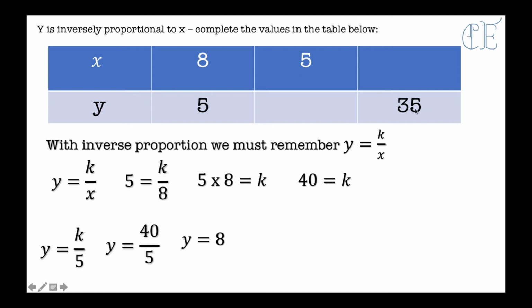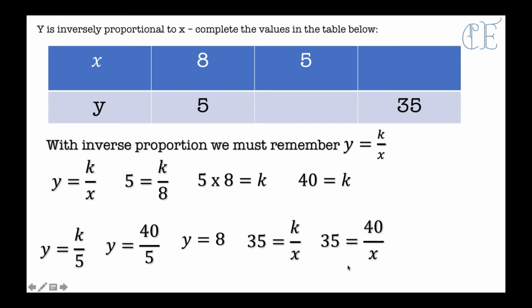Next, we need to work out x being given 35. So we know then that this is y. So y must equal k over x, because that's what we have here. And we know that k is 40. So 35 equals 40 over x.